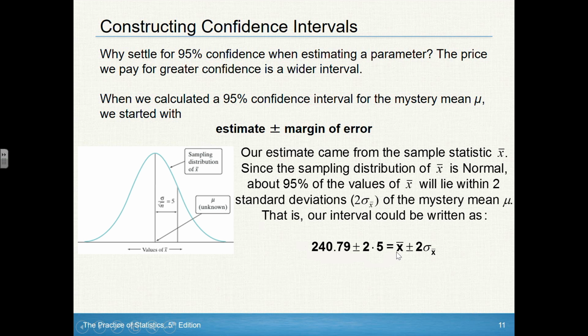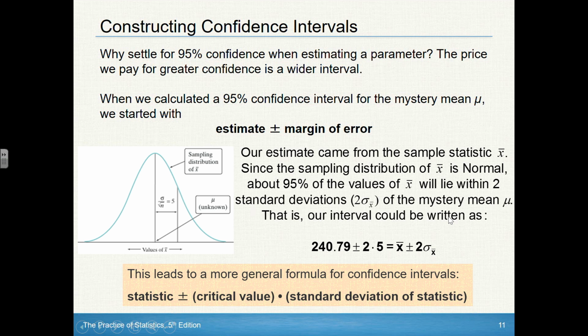240.79, that's our estimate, that's our x bar, plus or minus 2. Now, where is that 2 coming from? Well, if I wanted to be 95% confident, that's 2 standard deviations away, according to our empirical rule with a normal distribution. So we do plus or minus 2 times 5. Now, that 5 is the standard deviation of the statistic, so it's not the 20 that was provided for the population. It was that 20 divided by the square root of n, or square root of 16, which is where we get that 5 from.